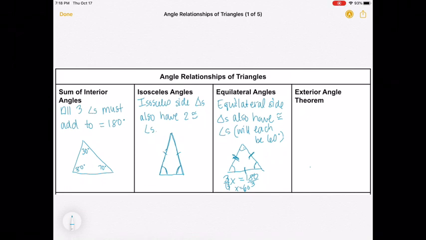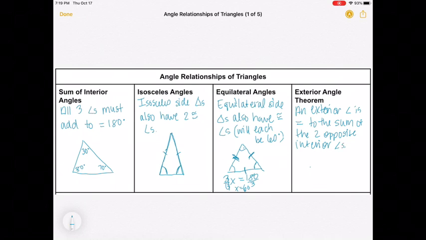All right, and the last one, kind of a new relationship for today, is the exterior angle theorem. An exterior angle is one that's kind of on the outside, which I'll show you an example, and it's going to be equal to the sum of the two opposite interior angles. Okay, so an exterior angle is equal to the sum of the two opposite interior angles.